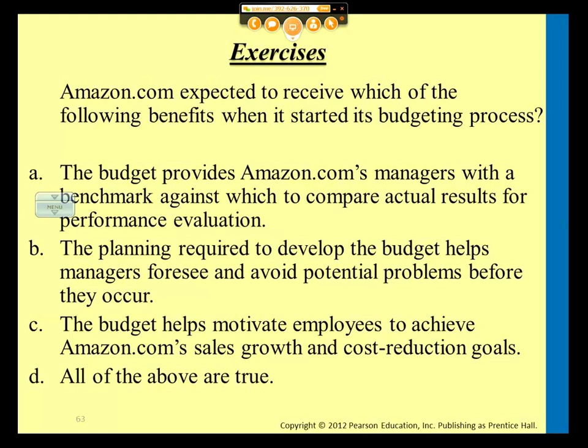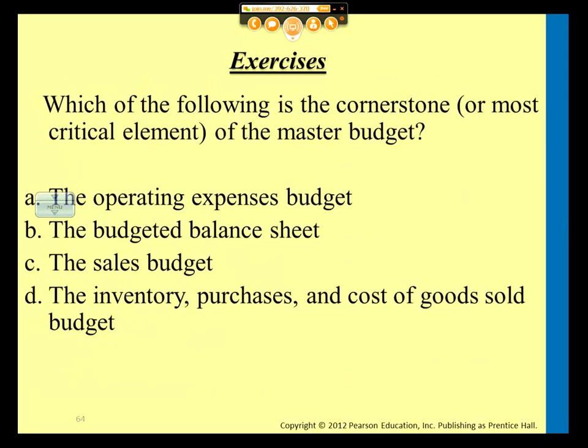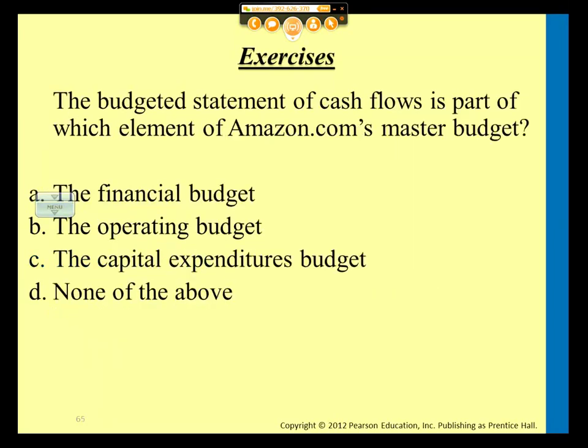So what's another one? Which of the following is the cornerstone or most critical element of the master budget? Good job. All right. So it's not operating expenses budget, it's not budget balance sheet, it's not the inventory. Those are all intermediaries, right? The sales budget is where we're starting from. The budgeted statements of cash flow is part of which element of Amazon's master budget? Is it the financial, the operating, the capital expenditure, or maybe none of the above?